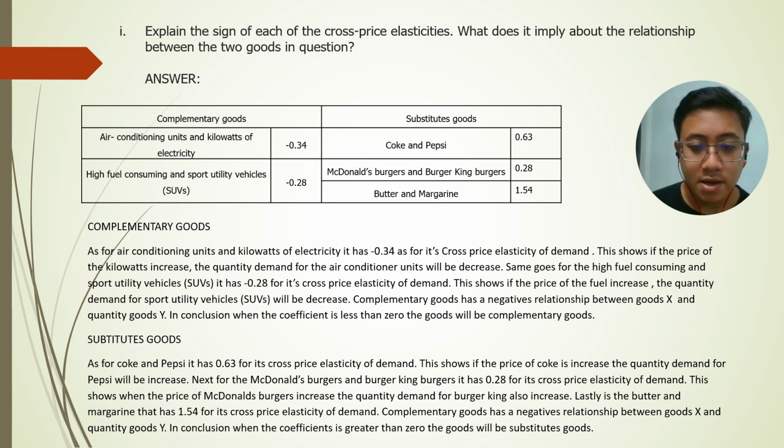Complementary goods has a negative relationship between goods X and quantity goods Y. In conclusion, when the coefficient is greater than 0, the goods will be substitute goods.